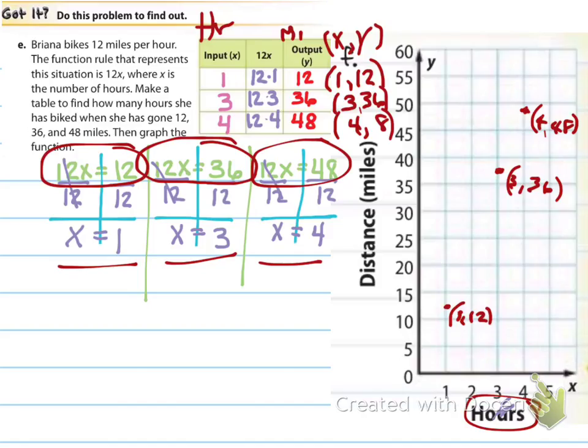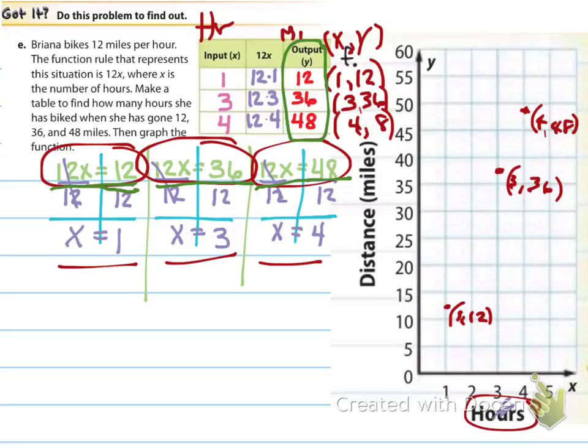All right, so you see here I've submitted everything into my table. I first set up my outputs, which were 12, 36, and 48. Then I set up my equations: 12 times x equals 12, 12 times x equals 36, and 12 times x equals 48. I solve for x on each of those by doing the inverse operation, dividing by 12, dividing by 12, dividing by 12, and I get x is 1, x is 3, and x is 4.